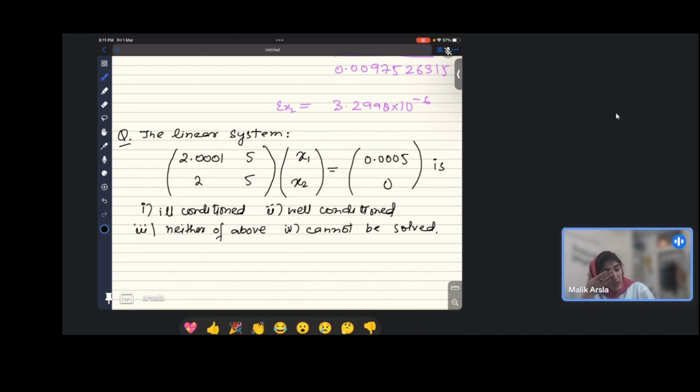So you have been given a linear system. It's a 2 cross 2 matrix, say Ax equal to B. You have to comment about it being ill conditioned, well conditioned, neither of the above, or it cannot be solved. Actually, we have to find that condition number, that is norm of A into norm of A inverse. That will be the condition number. So it comes to be ill conditioned. Yeah, what about others?